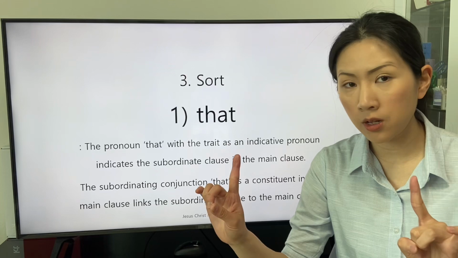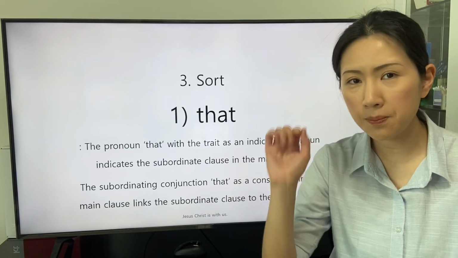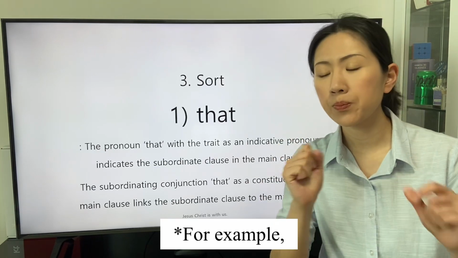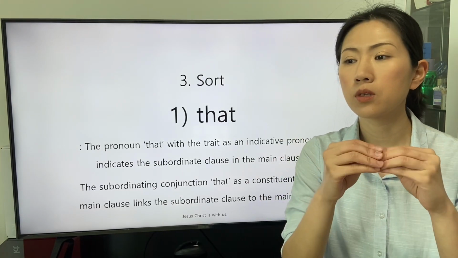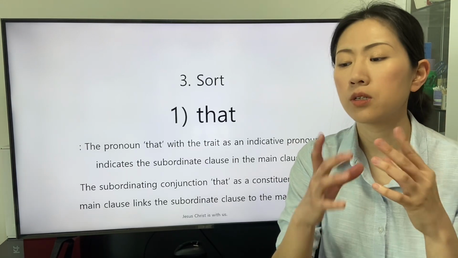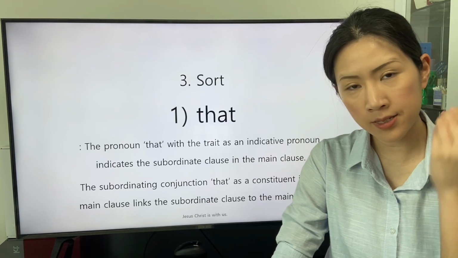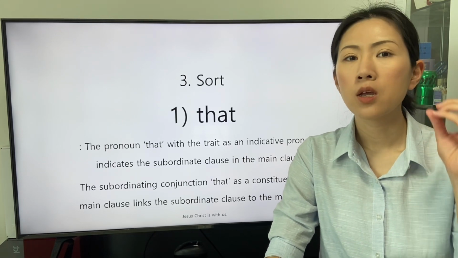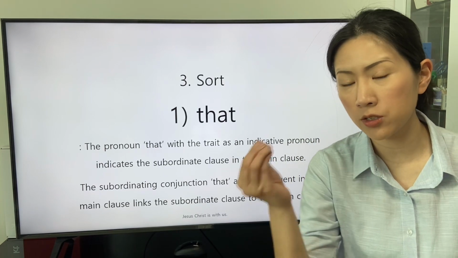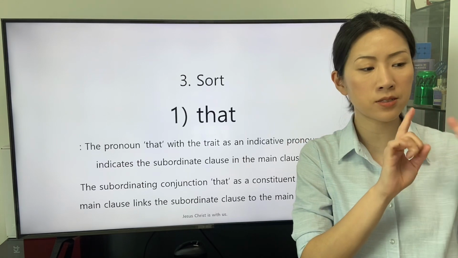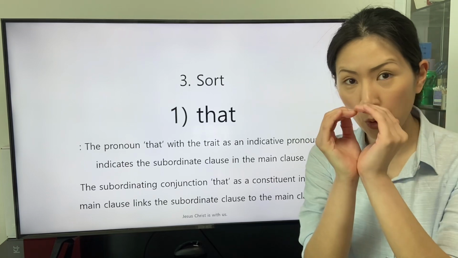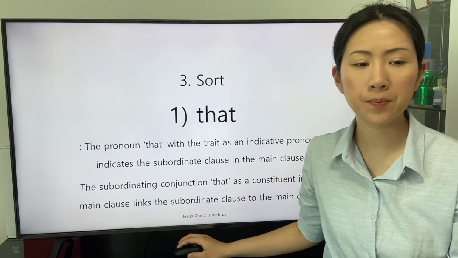The subordinate clause linked by the subordinating conjunction that also has the trait as the subject. In the main clause, with the subordinating conjunction that whose role is the object, the subordinate clause linked by the subordinating conjunction that also has the trait as the object, same as the subordinating conjunction that.